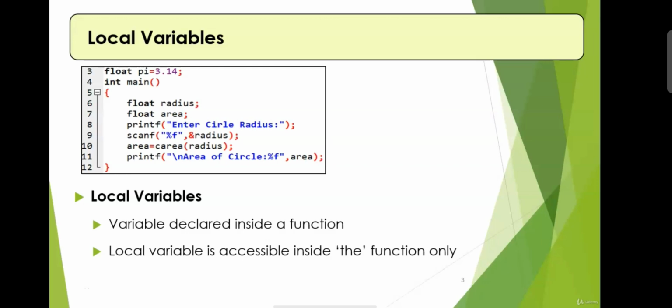Local variables are accessible inside only the function in which they are declared. For example, in this figure, variable radius and variable area, which are declared on line number 6 and 7, are the local variables for the main function. So I can use radius and area inside the main function only. I cannot use these variables outside the main function.